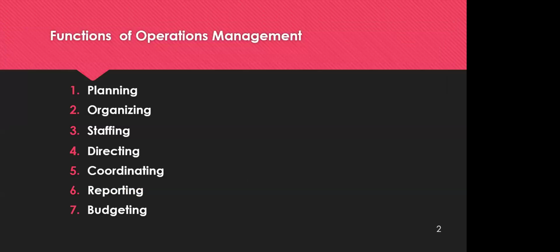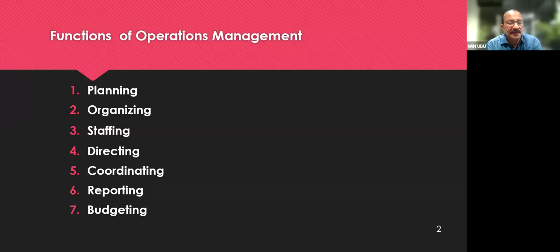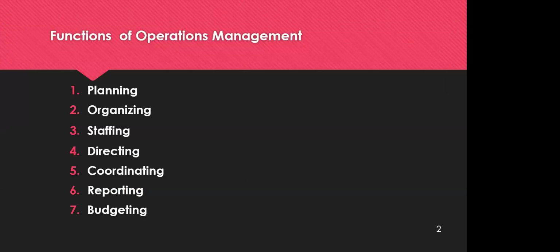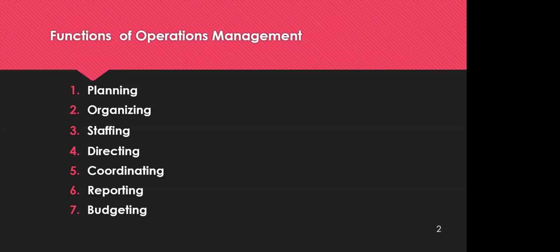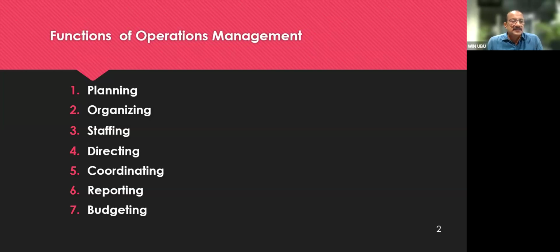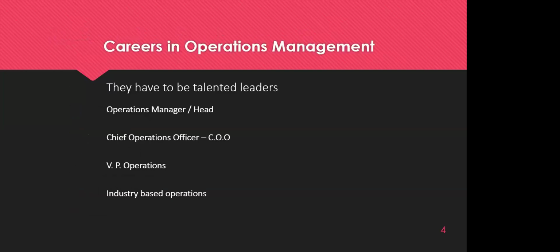The first process in an organization is planning. So let's see planning and next organizing. These are the major functions in operations: planning, organizing, staffing, directing, coordinating, reporting, and budgeting. These are the major process functions in operations management. Let's see how each process is functional and how it can be operated. Let's look into it.